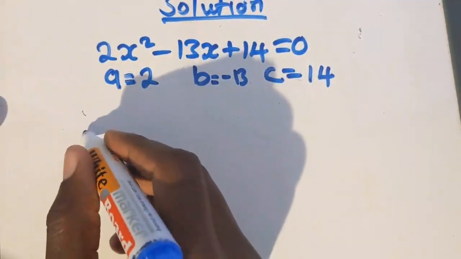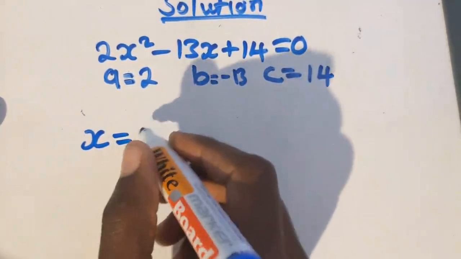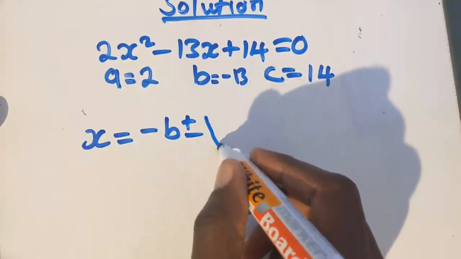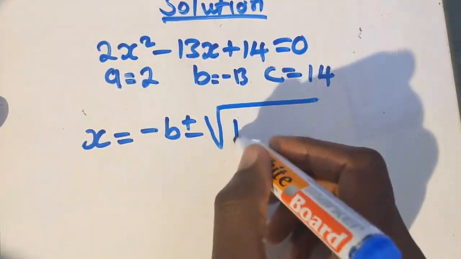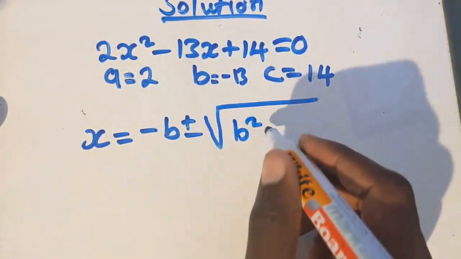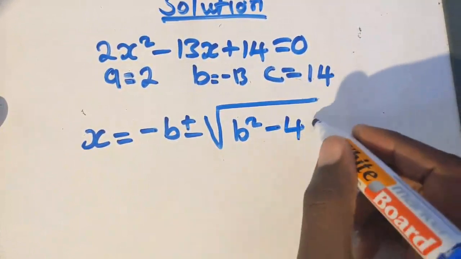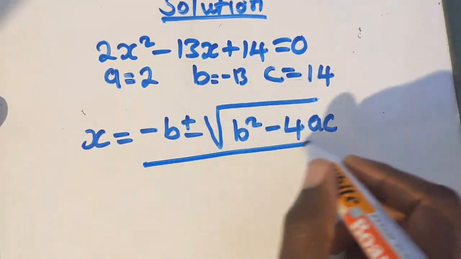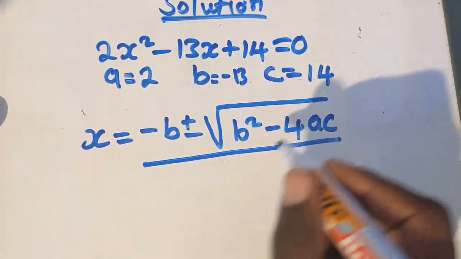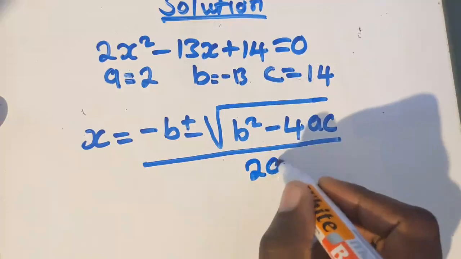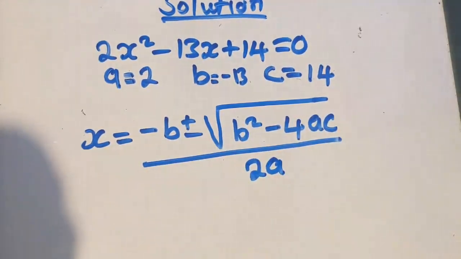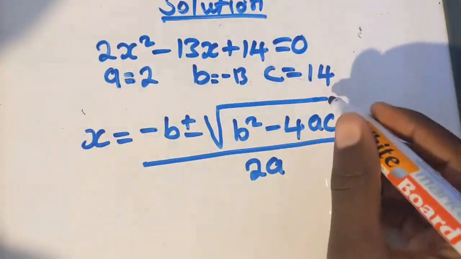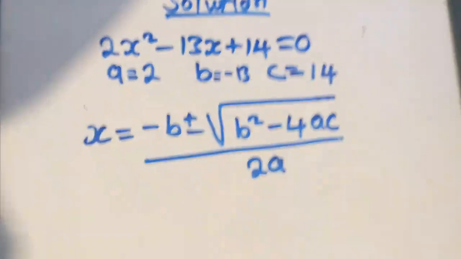It says that x is equal to negative b positive or negative root of b squared minus 4ac, divided by 2a. So this is the formula that you need to know. You find it on the list of formulas.